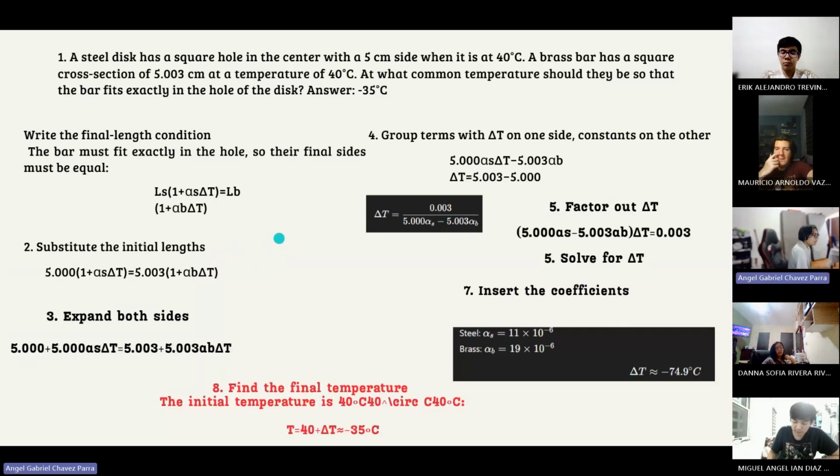Expand both sides: L_s0 + L_s0 alpha_s delta T equals L_b0 + L_b0 alpha_b delta T. Step 4: group terms with delta T on one side, constants on the other.